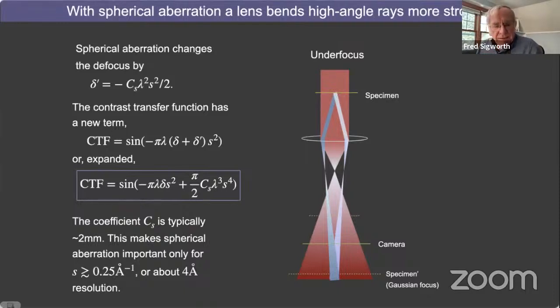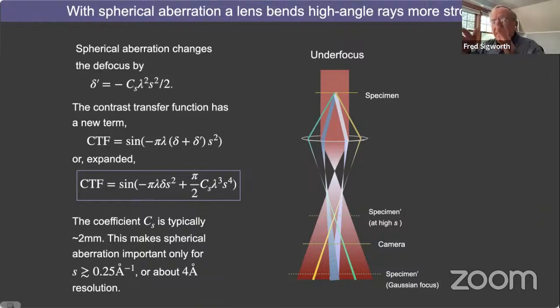Now we're going to start looking at embellishments to the contrast transfer function. So the first one is spherical aberration. And spherical aberration, it's a terrible name. It just comes from the fact that if you make a glass lens with spherical surfaces, then at high angles the lens focuses more strongly than at low angles. And so we can say that the spherical aberration changes the defocus, makes it smaller, in a way that goes as the spatial frequency squared.